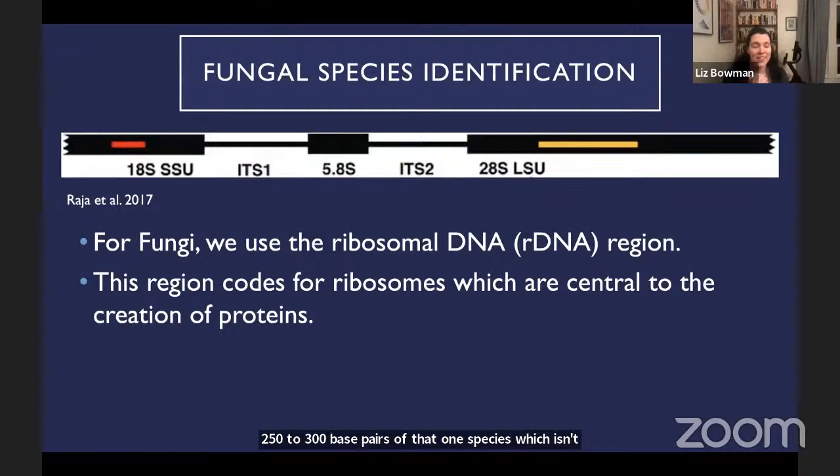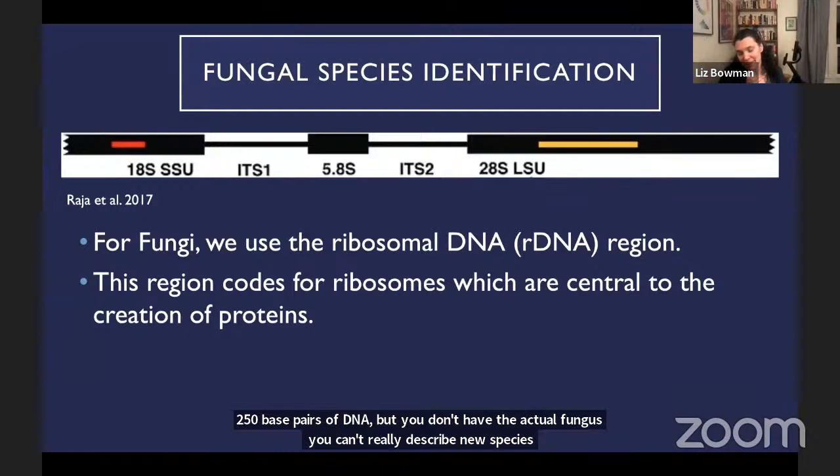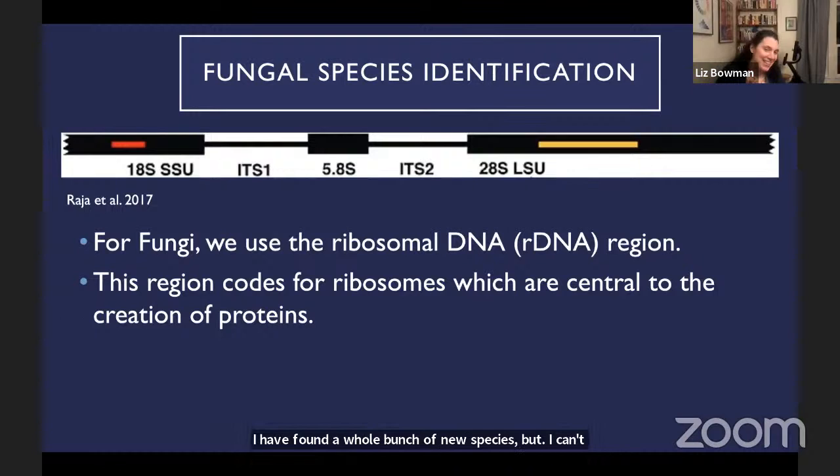That isn't really enough to describe a new species. To actually get to name a species, you have to formally describe it. You have to publish a paper where you describe the morphology of it, you talk about the ecology of it, you sequence it, you have to do all of these things. If you just have 250 base pairs of DNA but you don't have the actual fungus, you can't really describe new species. So I might have found a whole bunch of new species, but I can't really describe them. It's a hard question to answer.